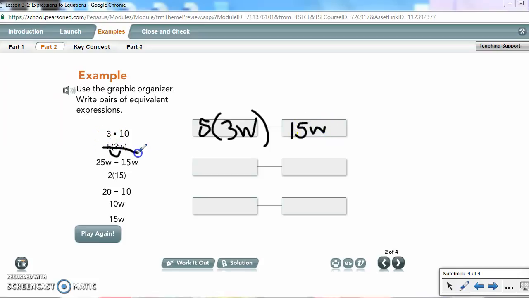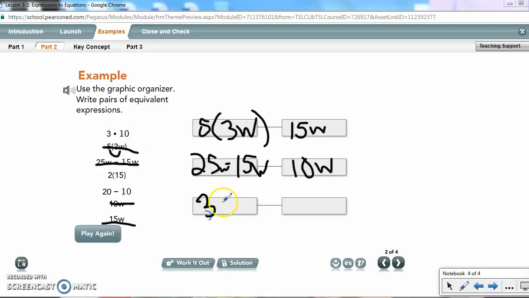Okay, so we have this one and we have this one. What else? If I have 25W and I take away 15W, what do I have left? Oh, I forgot my W. Well, 25 minus 15 is 10, and I need to add my W, so it's 10W. What else do I have up here? What about 3 times 10? Well, 3 times 10 gives me 30. Do any of these other ones up here give me 30? Well, 2 times 15 will also give me 30.